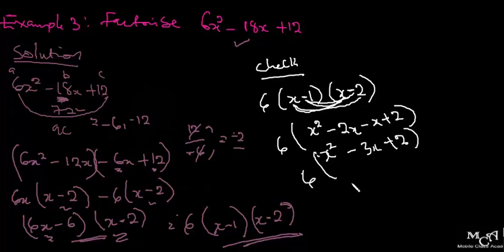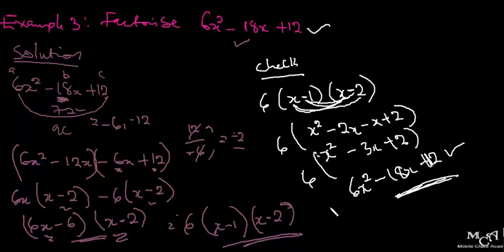6 times x squared, we have 6x squared. Minus 3x times 6 is going to give us minus 18x. Plus 2 times 6 will give us what? Plus 12. So is it the same thing as what we have here? So this shows our factorization is correct. By expanding this, we arrive at this, and when we check what we have here against the question we are given, we see that everything is the same. Therefore, our factorization is correct.